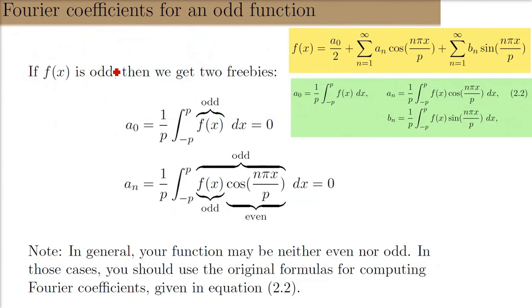Then if fx is odd, an odd function from negative p to p, or negative any value x to x, will be 0. Because a0 is what? Integral of fx dx. Fx is an odd function, so this will give you 0. a0 will not be there. For an, fx is odd and the cos part is even, so it will give you negative, that is an odd function. Again, the integral from minus p to p will give you 0. So when you have an odd function, a0 and an, just forget it. You just have to compute bn.